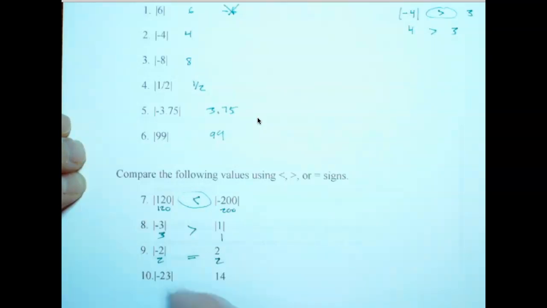And negative 23, well, negative 23, the absolute value is 23. 14, there's no absolute value bar, so it's still worth 14. And 23 is greater than 14.